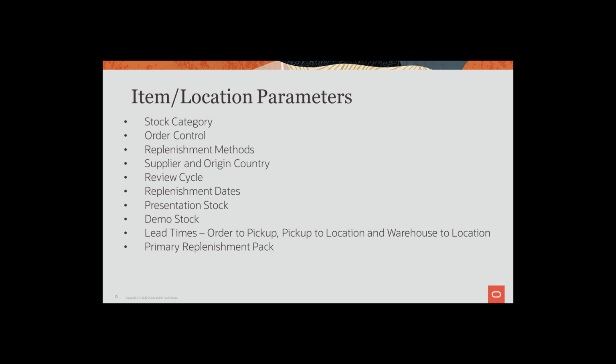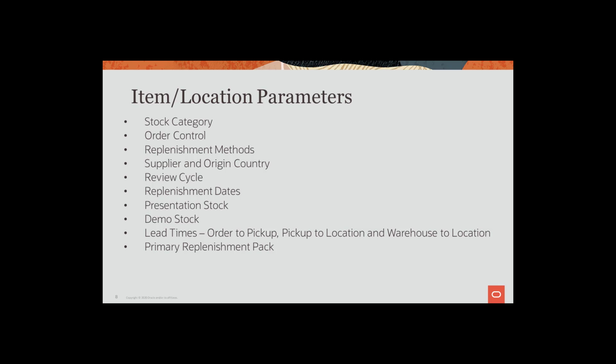The parameters defined at this level include stock category, order control, and replenishment methods, which we'll talk about more in the next few slides. Supplier and origin country, which designate the primary replenishment supplier and origin country for the item location and can be different from the primary supplier for the item. Review cycle, which defines the scheduled days between examinations of the inventory for reorder opportunities. This is defaulted from the supplier inventory management parameters if defined.